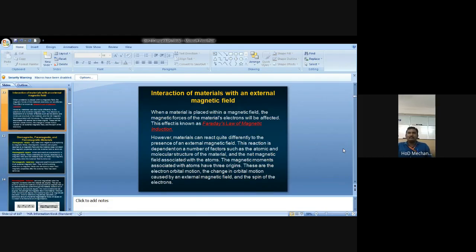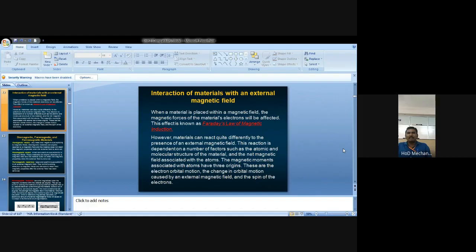The next is the interaction between a material and an external magnetic field. When a material is placed in a magnetic field, the magnetic force of the material's electrons will be affected. This effect is known as Faraday's law of magnetic induction. So we can call this magnetic field induction. The magnetic field will be induced in the surroundings of the magnetic bar depending upon the electrons and the orbitals.